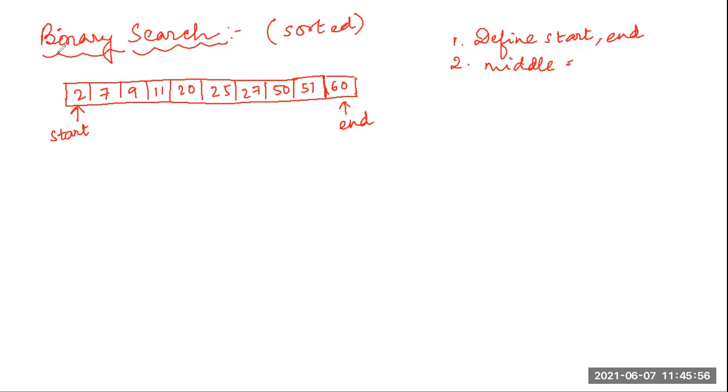Why is the name binary given? Because in each iteration, on each step, my entire array is halved. My entire array is bisected, so that I will always have two halves, one on the left and one on the right. So the middle is start plus end by 2.